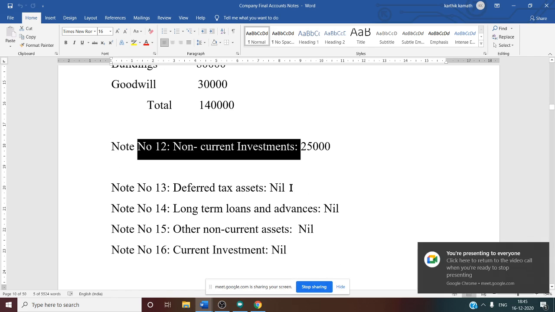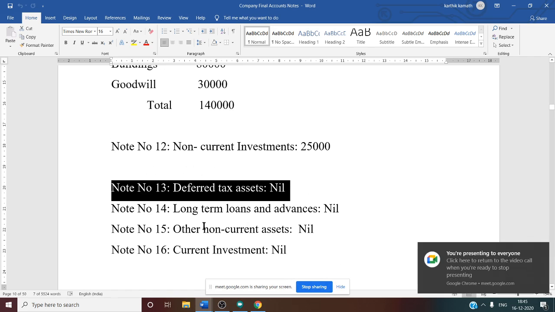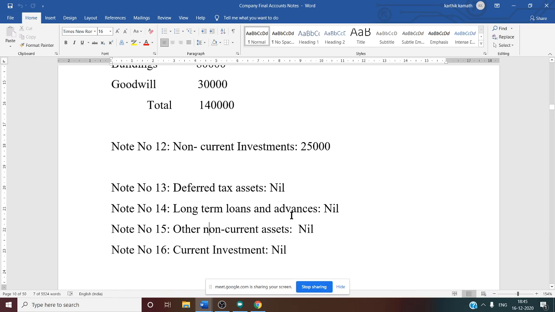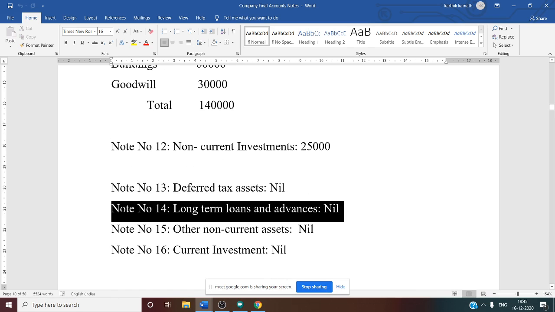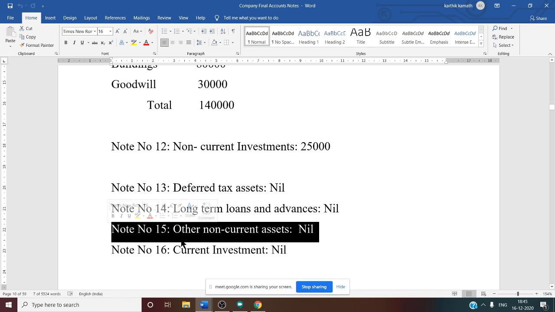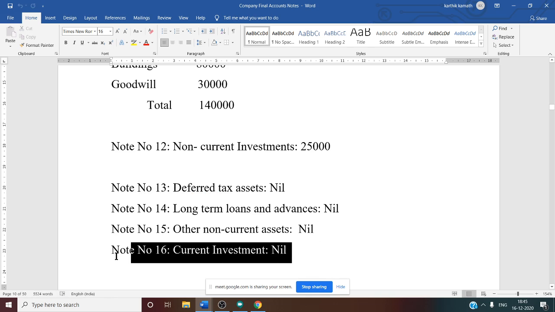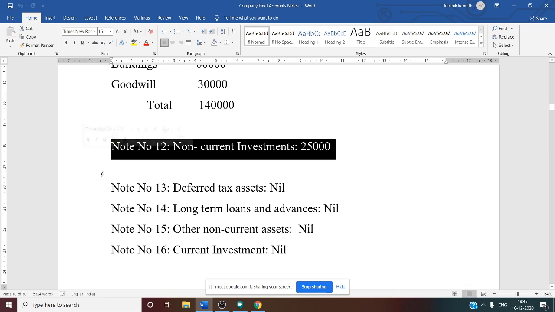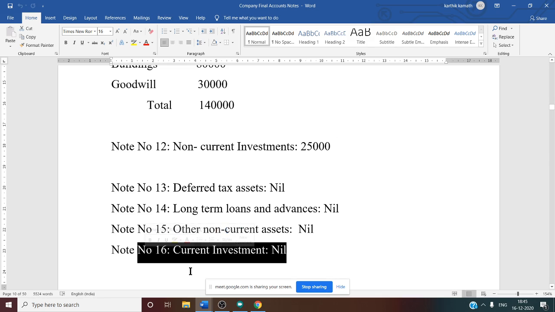Note number 13, deferred tax liability is not there, which means deferred tax asset is also not there. Nil. Long-term loans and advances, the company has not given any advance to a third party. That is why it is nil. Other non-current asset not specified, nil. Current investment, it is nil. Why? Because we have taken this as long-term. Current investment of less than 1 year is not there, nil. So the total of 4 working notes, 13 to 16, is nil.